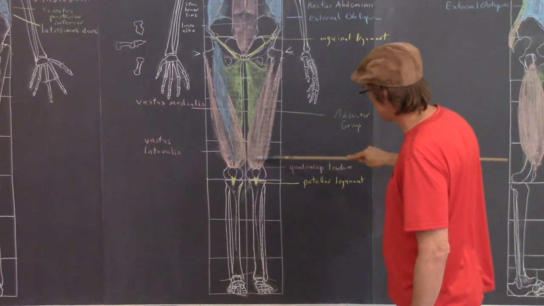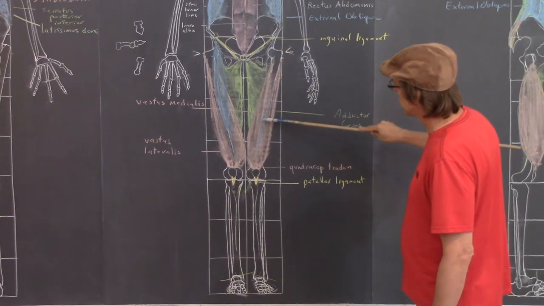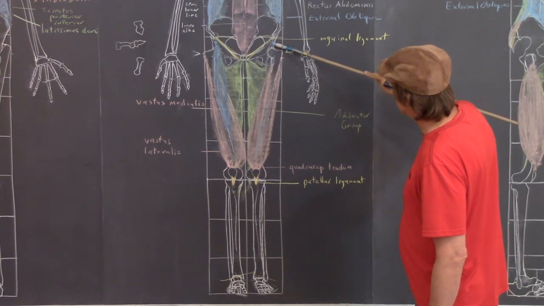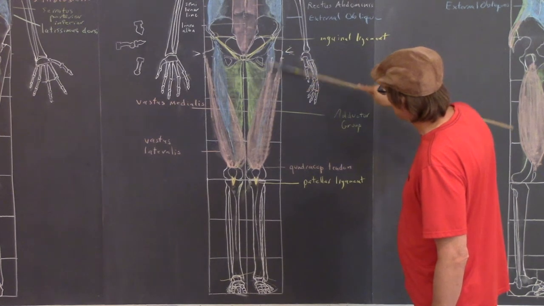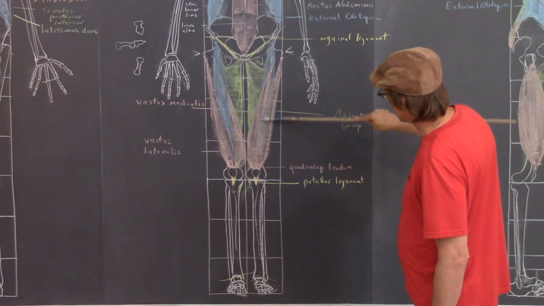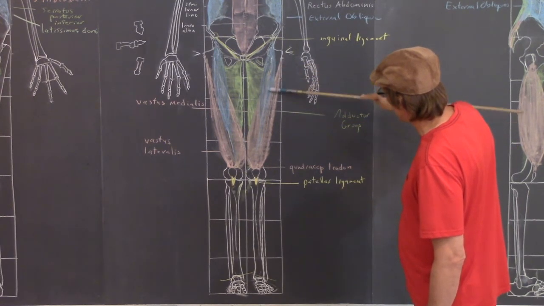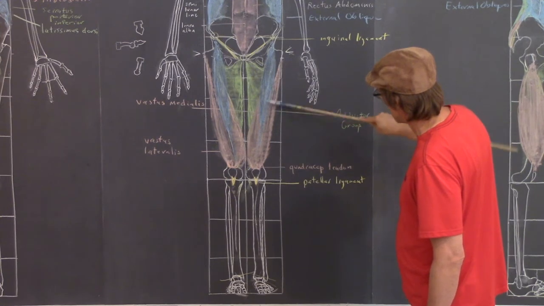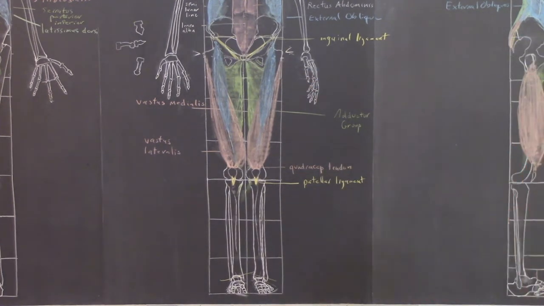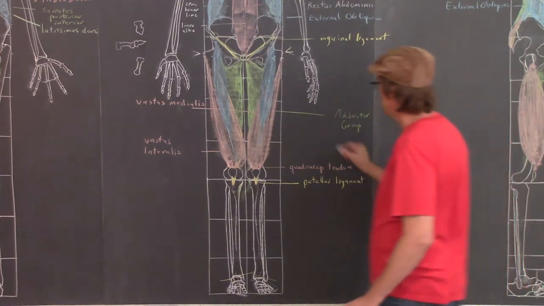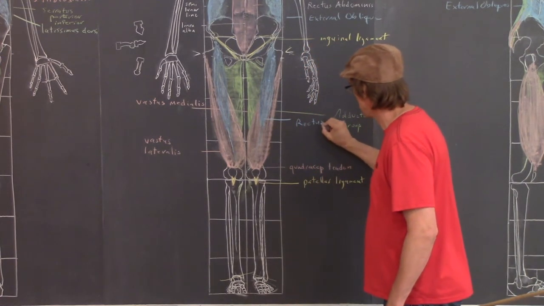Let's do the other side too. Sometimes it feels like it almost splits the vastus lateralis and the vastus medialis when you're looking at it on the surface. So again, we have the anterior inferior point of the iliac spine where this attaches, and a nice big belly of the rectus femoris.